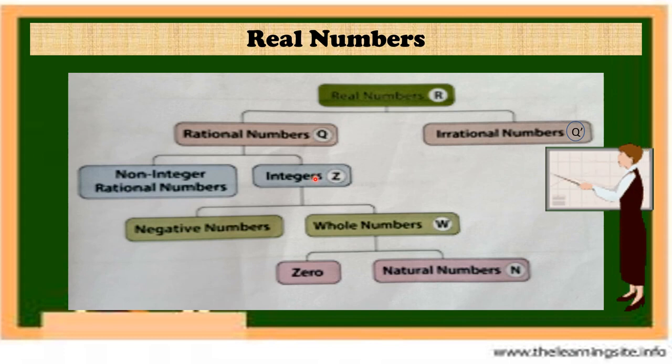For the set of integers, we have the negative numbers and we have the whole numbers. For whole numbers, we have 0 and the set of natural numbers N.